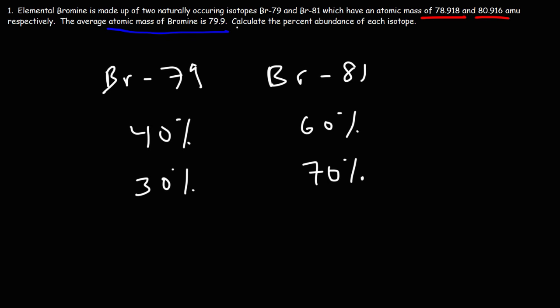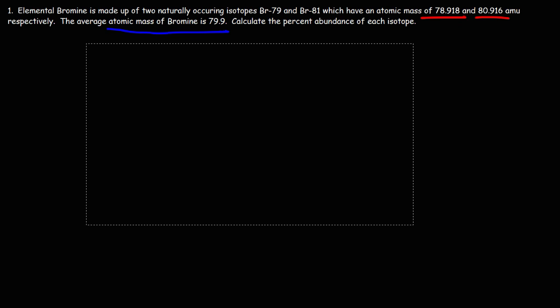Now, notice that 79.9 is almost in the middle of these two, which means it's almost 50-50. If it was closer to 79, we would have more of bromine 79. If it was closer to bromine 81, we would have more of that isotope, but 79.9 is right between these two numbers. So it's going to be about 50-50. But let's go through the process of calculating the exact percent abundance.